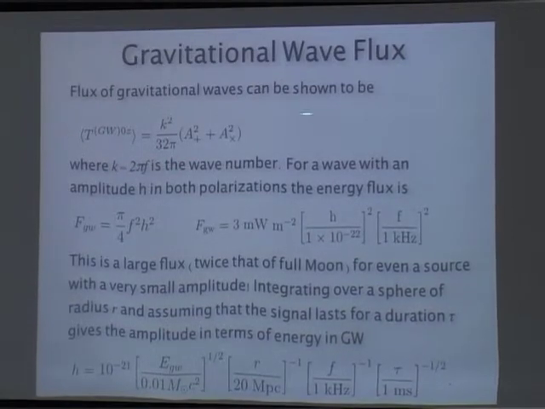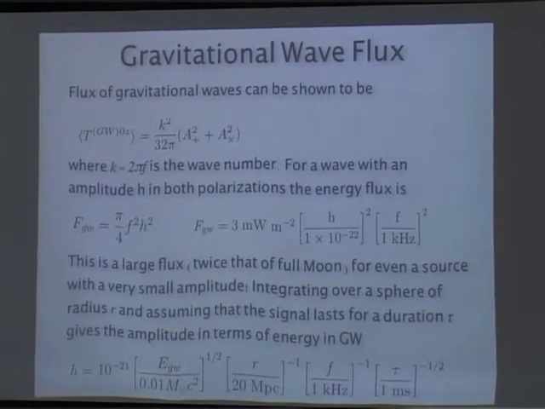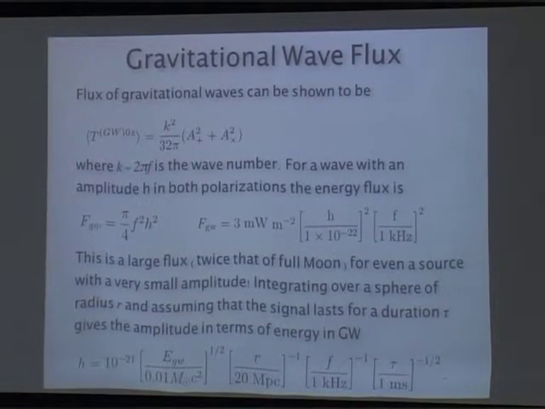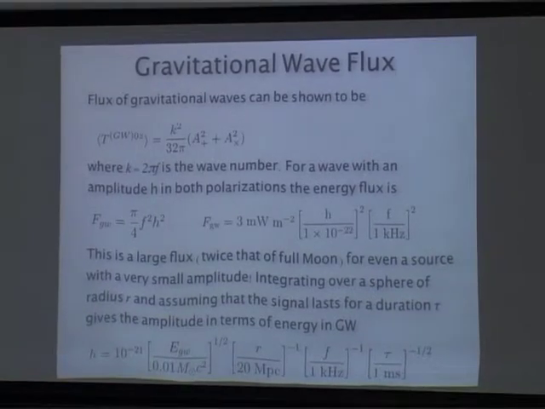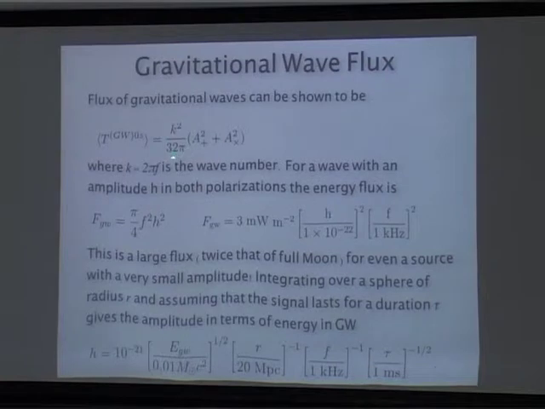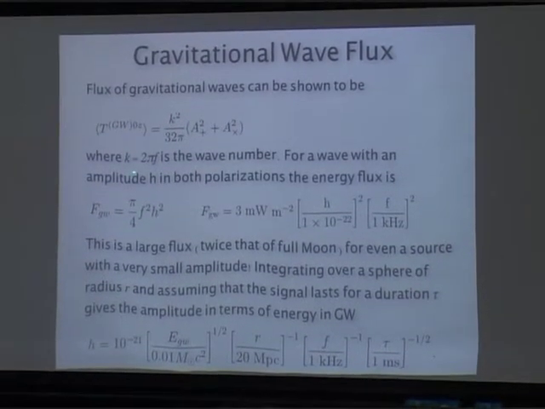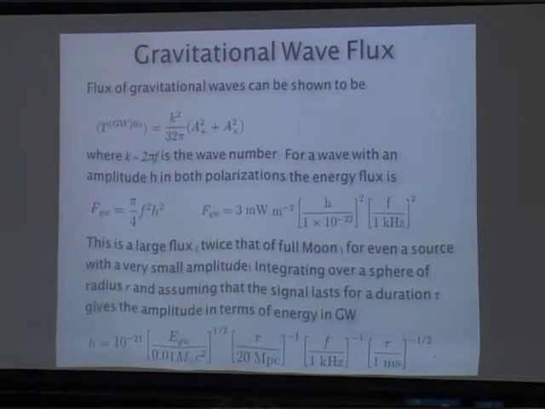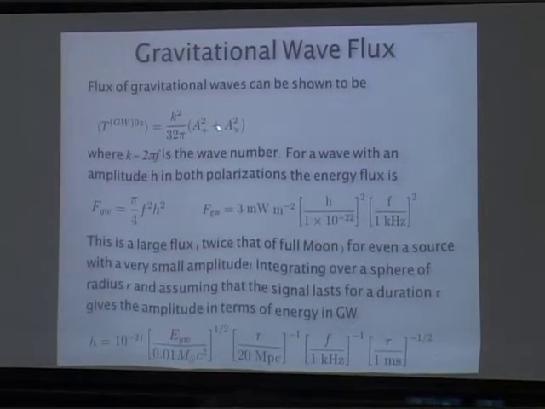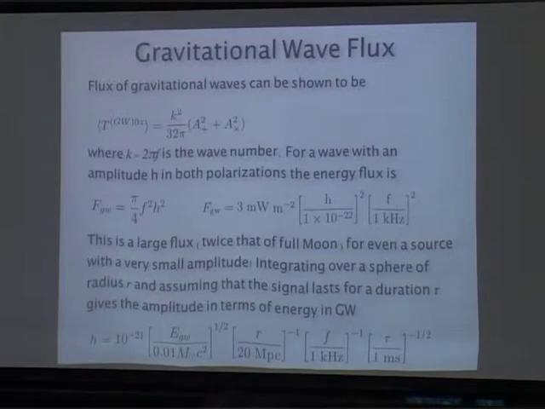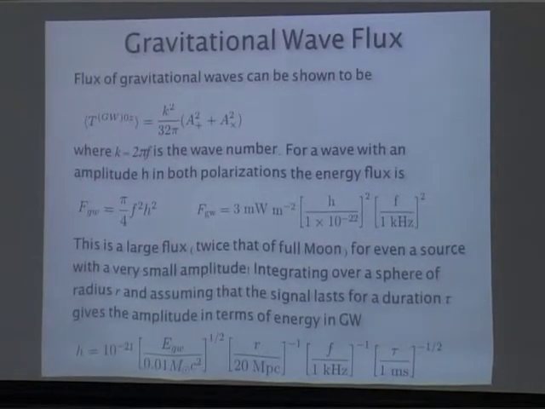If you go back to the Isaacson formula, you can work out the energy momentum tensor in gravitational waves and ask what the energy flux is. That is given by this formula, very simple: k squared by 32 pi, where k is that little wave number that we introduced, simply 2 pi times the frequency, times A plus squared plus A cross squared. You take your favorite source, compute it.